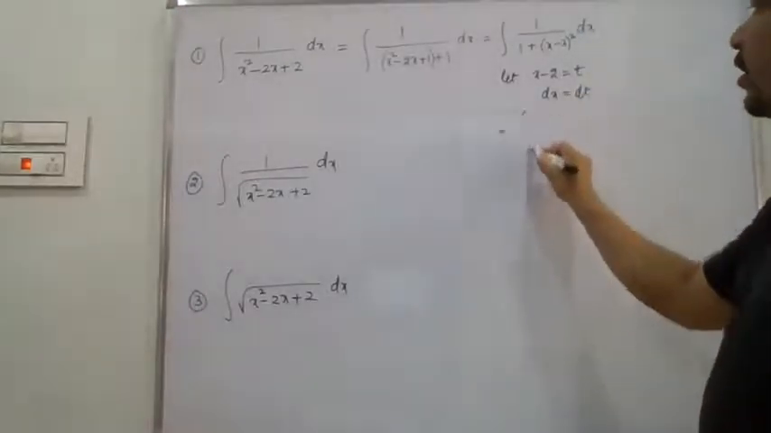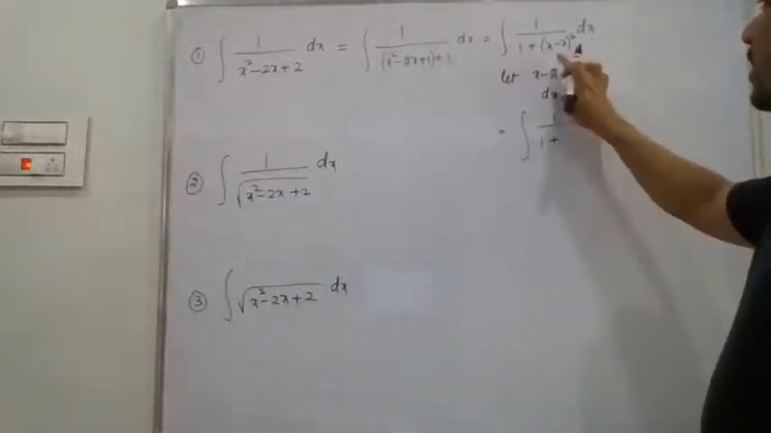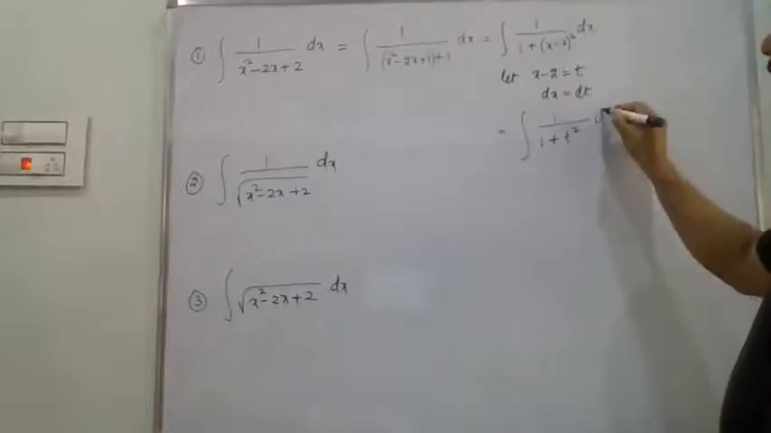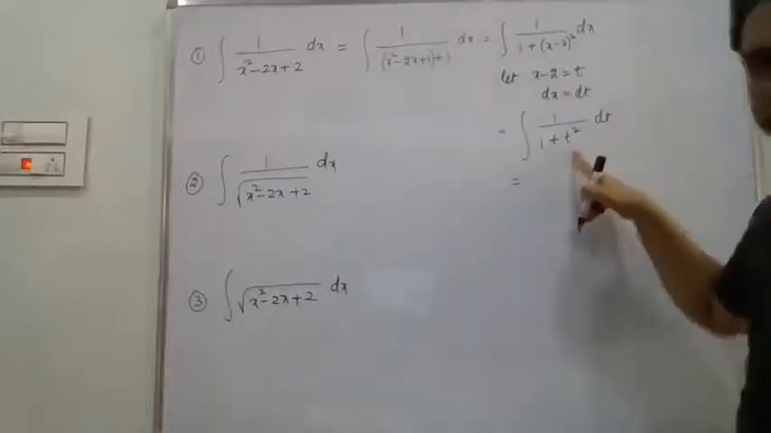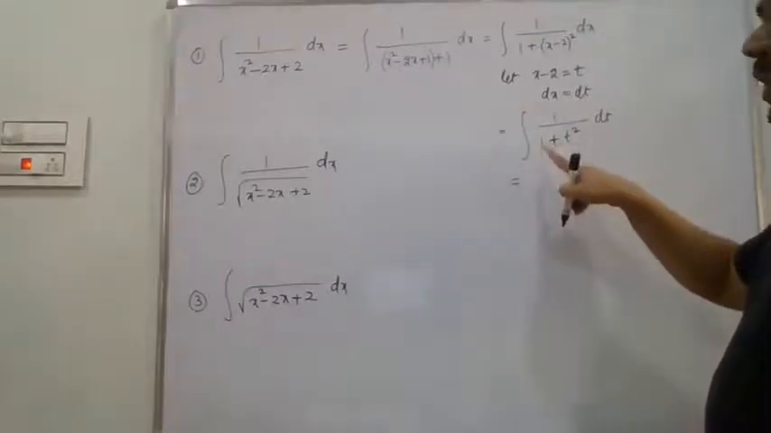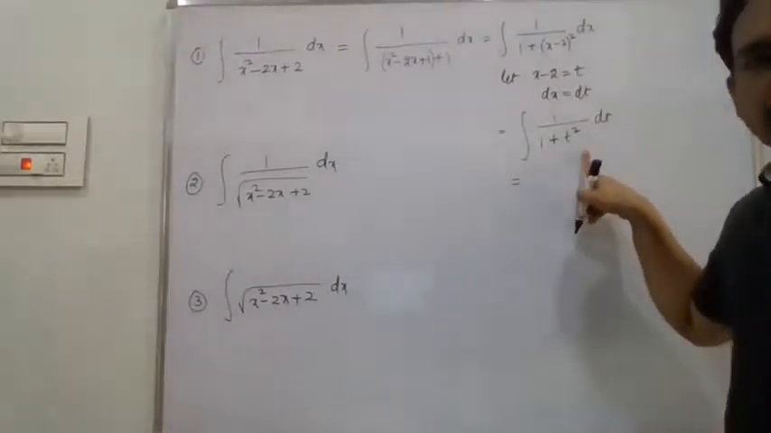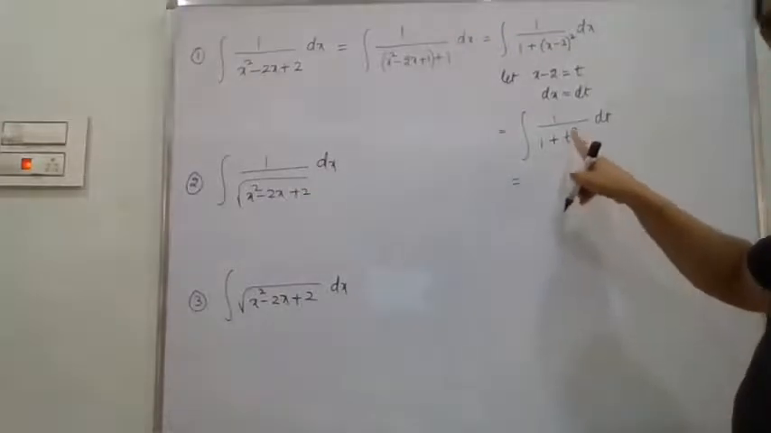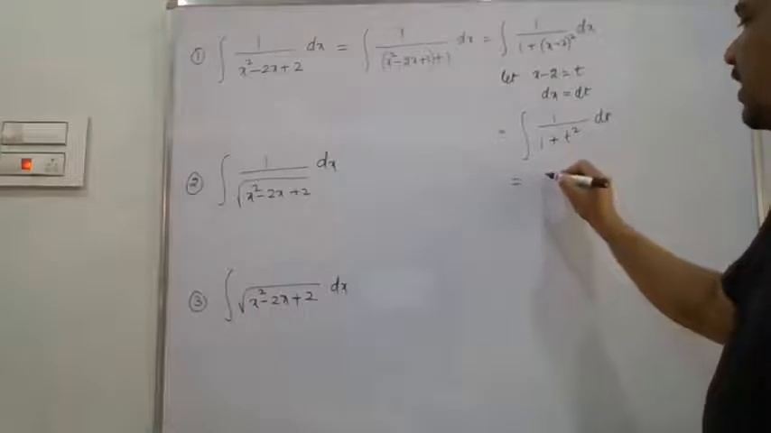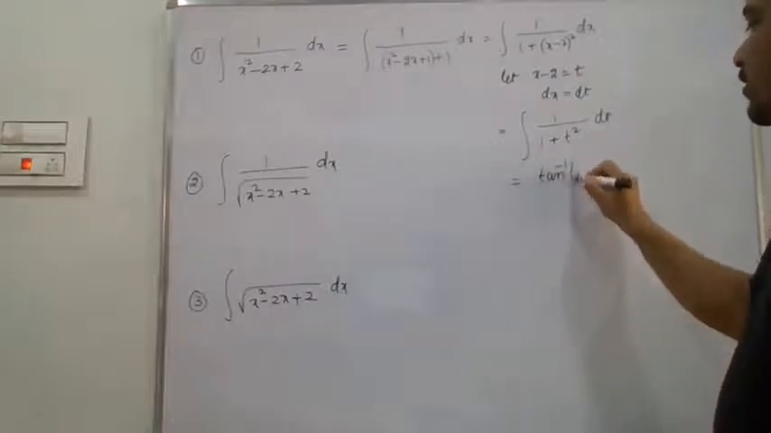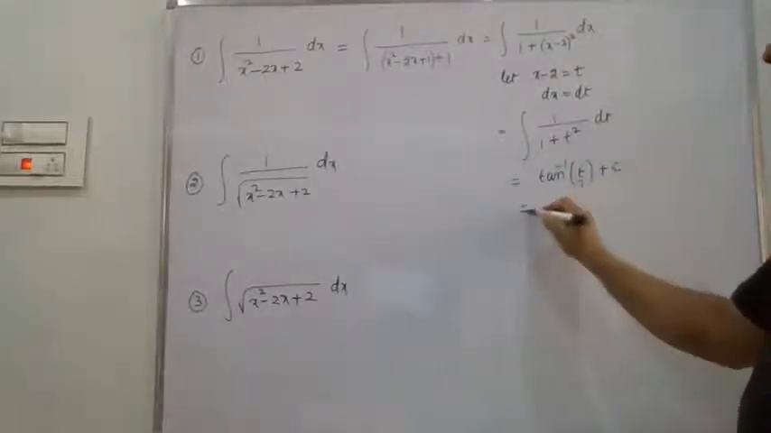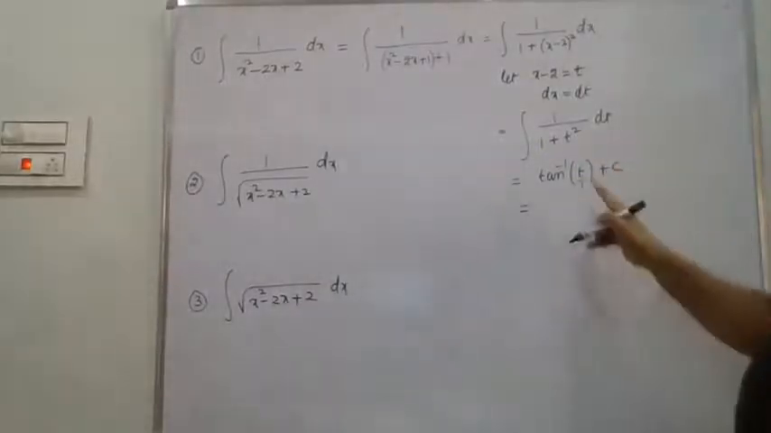So integration of 1 by 1 plus, instead of x minus 2 I can write t, so it is t square. Instead of dx I can write dt. So it is directly a formula, that is integration of 1 by a square plus x square, which is 1 by a tan inverse of x by a. So a is here 1, so it is tan inverse of t by 1 plus a constant. Already a is 1, so t by 1 is t.